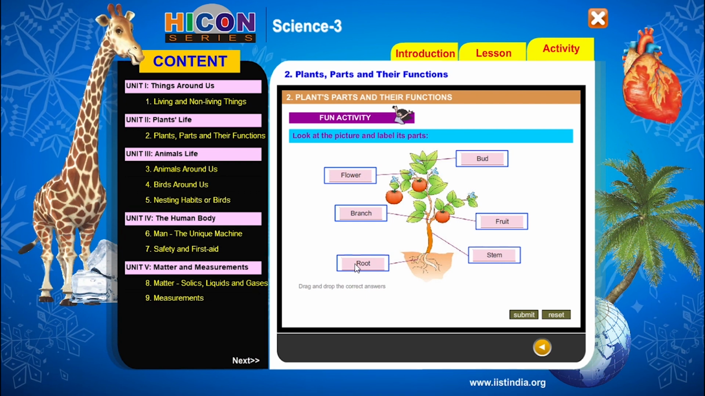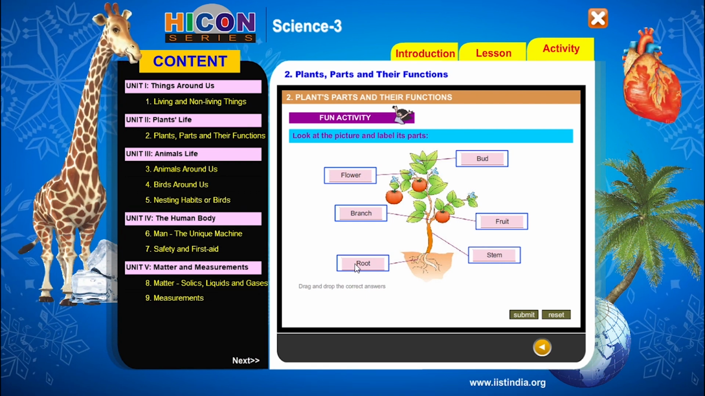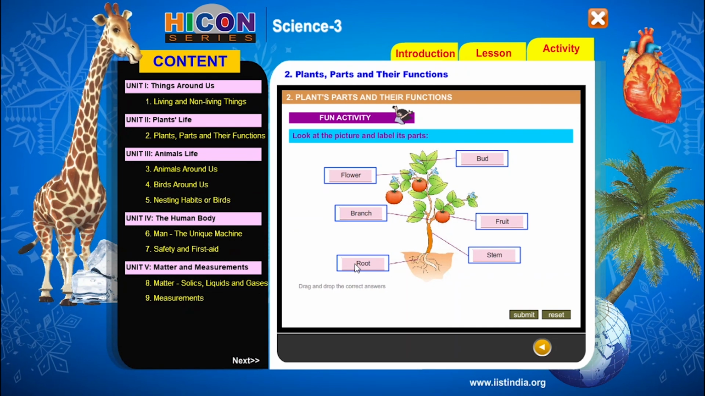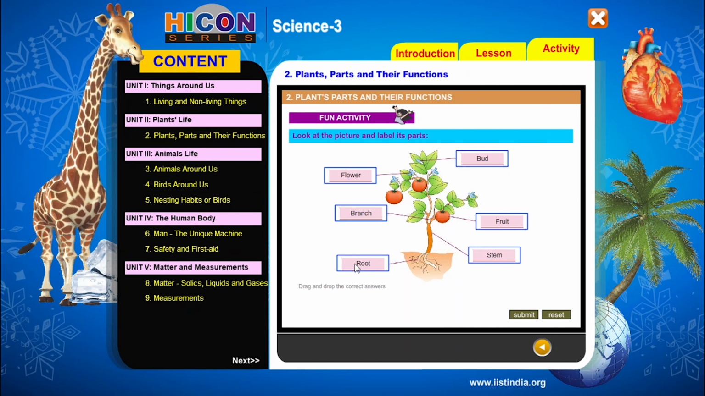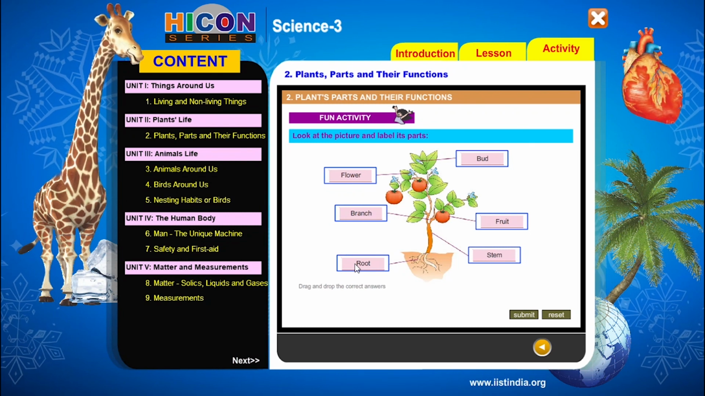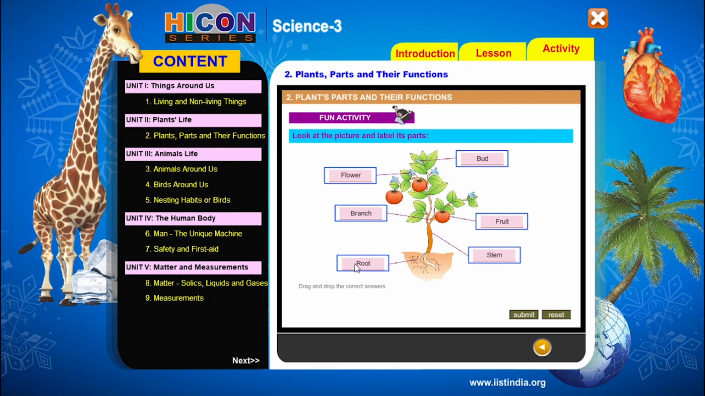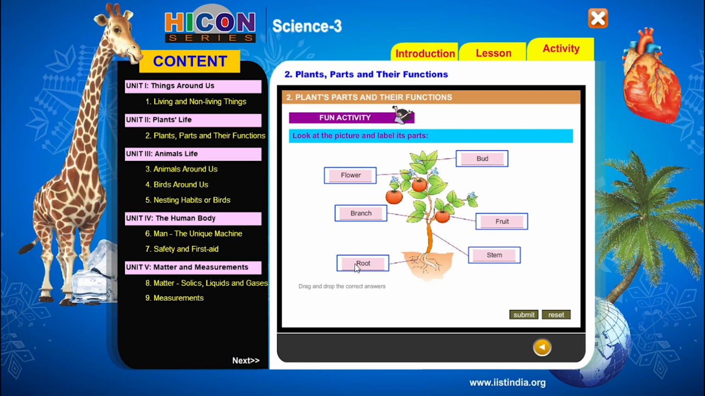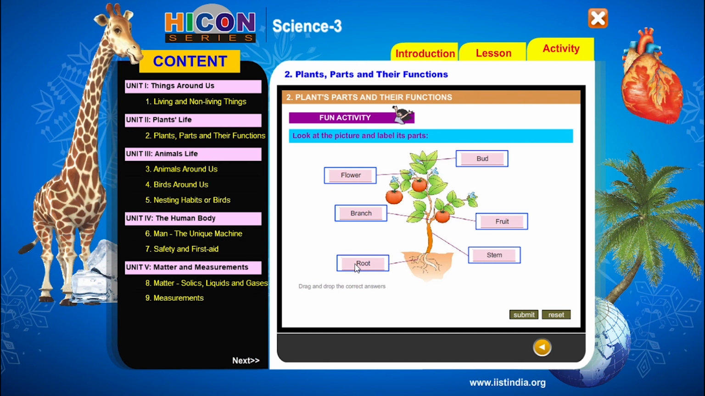Children, note down these different parts of the plant in your notebook and practice the diagram of the plant in your notebook. The diagram of this plant will be given in the PDF. See that PDF, practice the diagram of this plant and mark the parts in your diagram. So the activity part in this lesson is completed. Thank you.